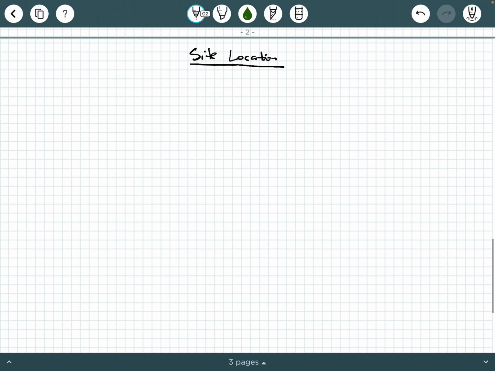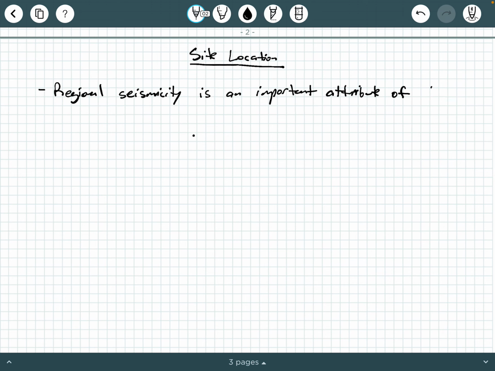Okay, so let's go on and talk about the site location attribute of the ELF method. Regional seismicity is an important attribute of earthquake loads. Instead of writing out earthquake, I'm going to say EQ loads. See figure 4.18 of the text. This is the correct figure this time.